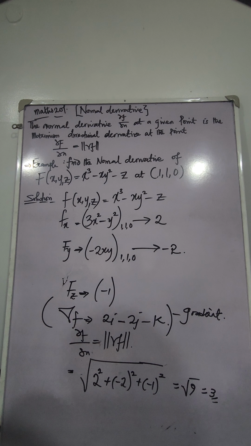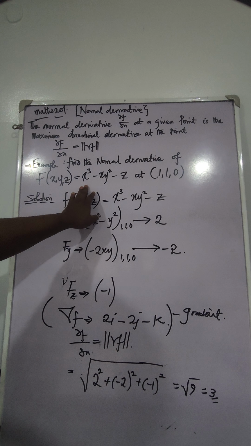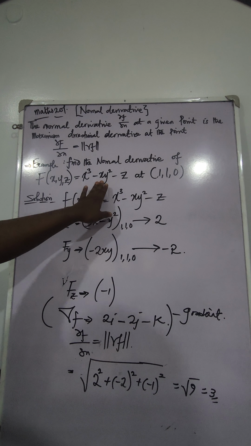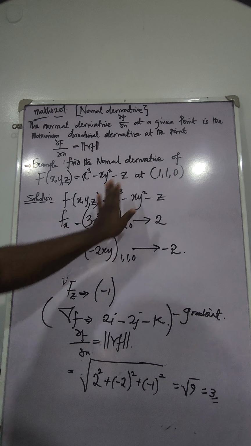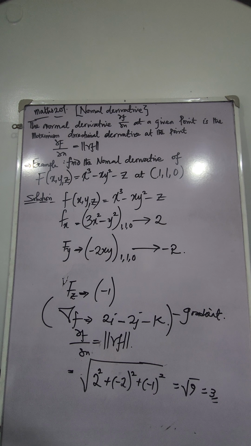The same goes for f_z. There is no z here, so that's 0. There's no z here, that's 0. The only z you can find is in this term. When you insert 0 there and differentiate with respect to z, you have just minus 1. So that's minus 1 here.